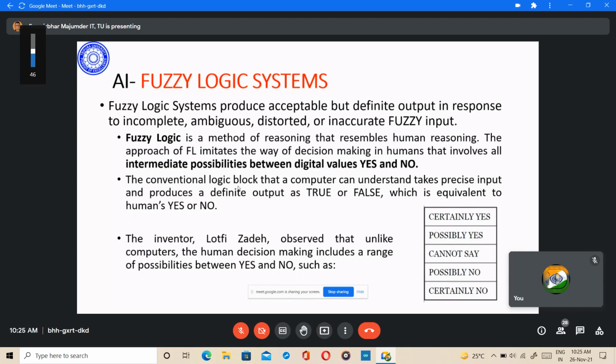No, sir. Okay. So this is a common way. Here, instead of putting 0 and 1, we put numbers. Say the last one I can put 0, the first one I can put 1, but in between I can use something like 0.7 for possibly yes, 0.3 for possibly no, and cannot say as 0.5.